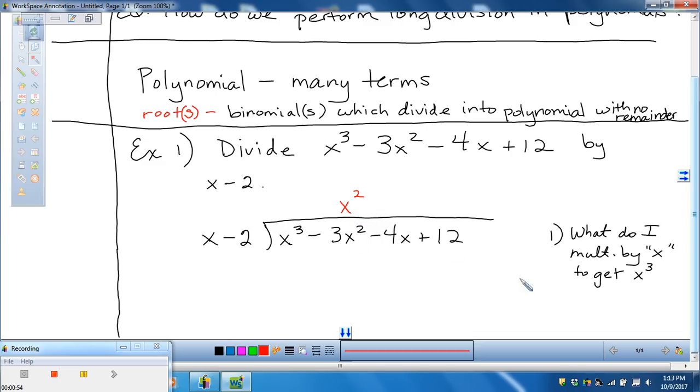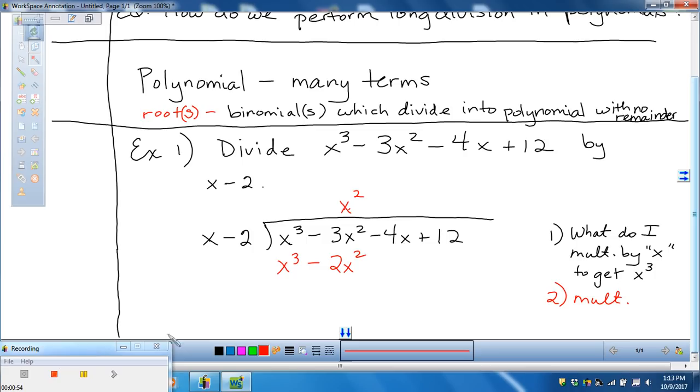Alright, so now we're going to do the second step, just like we would in regular long division. We're going to multiply x squared times x. So we're going to multiply whatever we just got by both of these terms over here, and we're going to fill them in. So x squared times x, we get x cubed. X squared times minus 2, we get minus 2x squared.